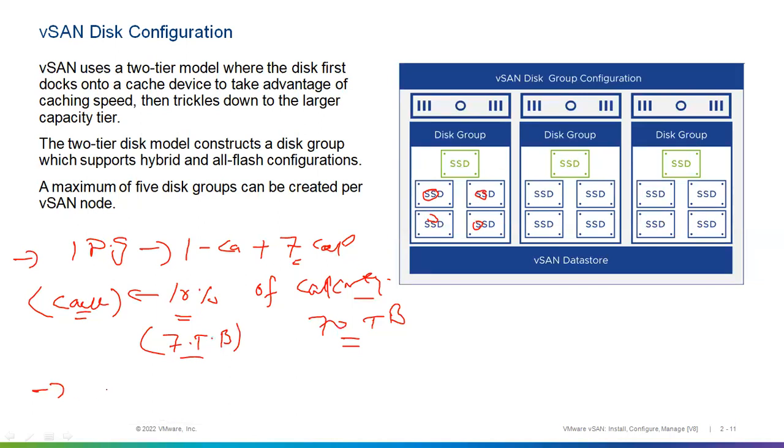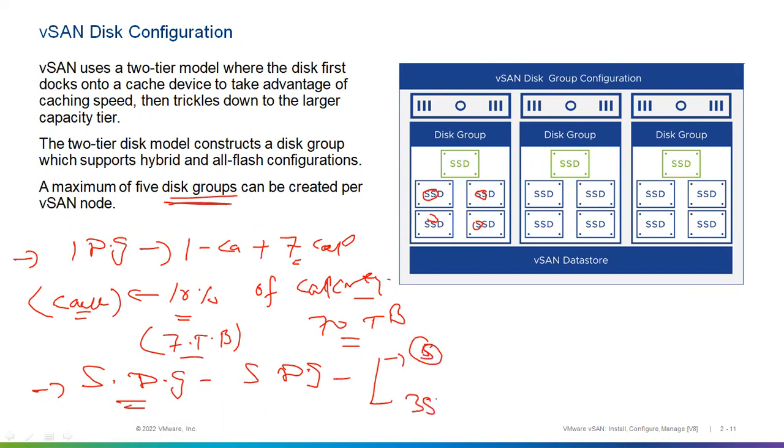As I said, maximum you can go up to 5 disk groups per node when planning in the cluster. Per node, you can go up to 5 disk groups. So it's a simple calculation. If I take 5 disk groups, each disk group needs 1 cache. It means I need a total of 5 cache drives and 35 capacity drives.